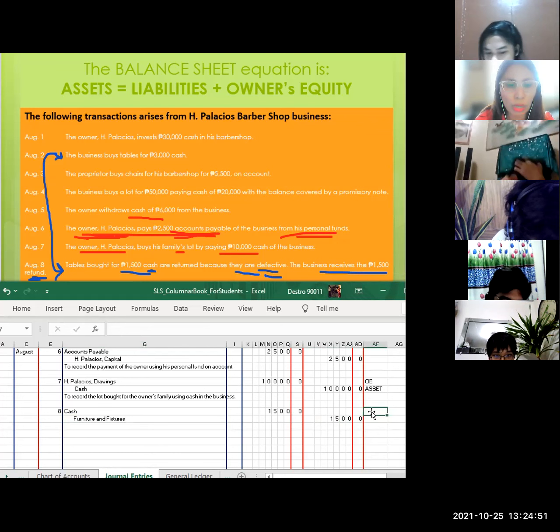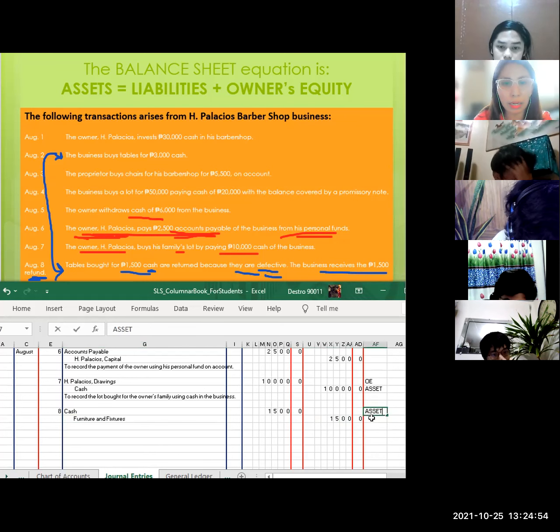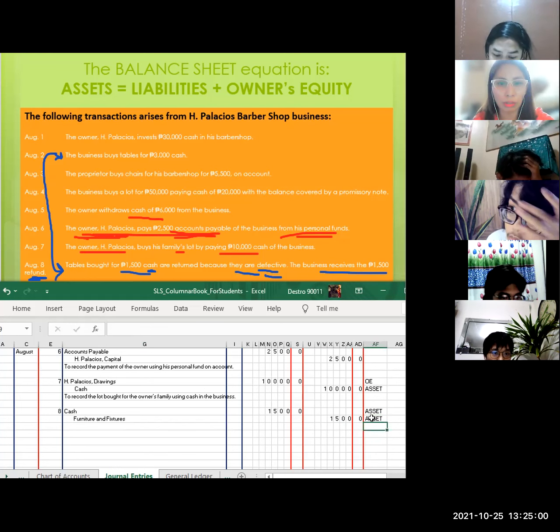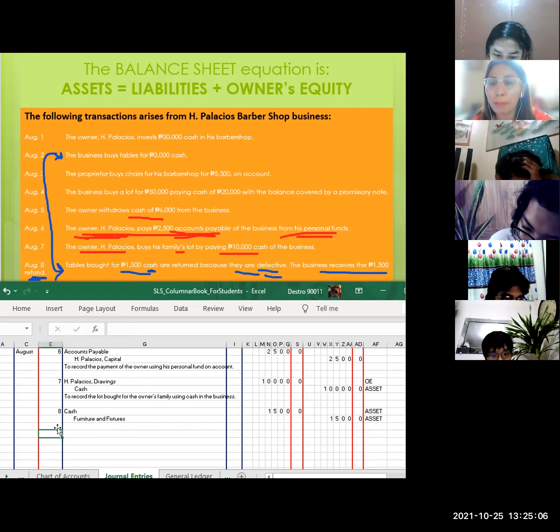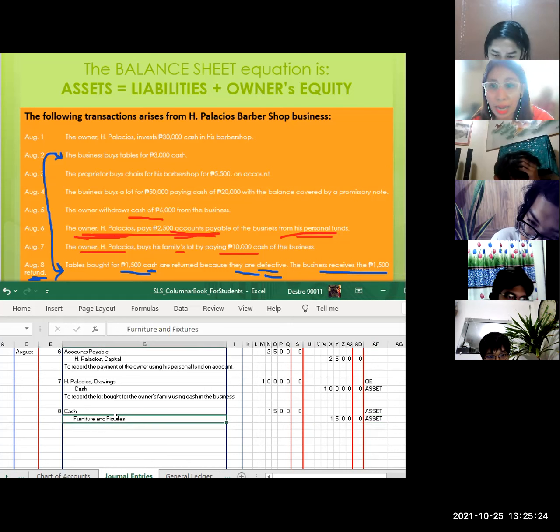So cash is an asset account, and then furniture and fixtures is also an asset account. The normal balance of an asset, if it is placed on the debit side, it increases its value. It increases the asset account. On the other hand, if a certain asset account is placed on the credit side, kapag nilagay sa credit side ng isang asset title, just like this one, furniture and fixtures, pag nasa credit siya, it decreases.